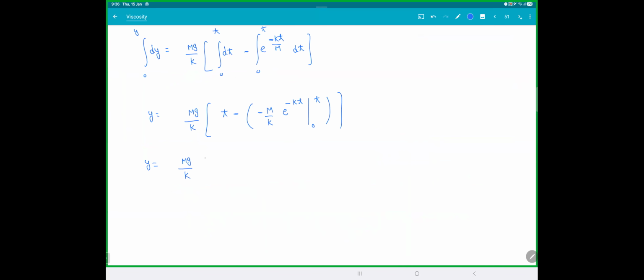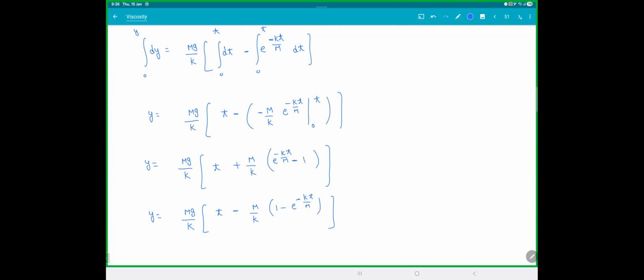This is mg by k, t minus minus becomes plus. When you put t, you'll get m by k e power minus kt, but when you put 0, you get minus 1. There. So y coordinate will be mg by k times time minus m by k times 1 minus e power minus kt by m. There. That's your y coordinate. Check it out, little lengthy. That's a little working for y coordinate.